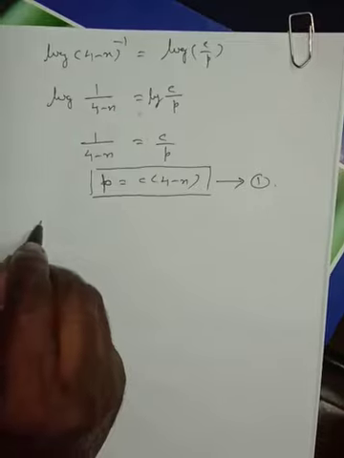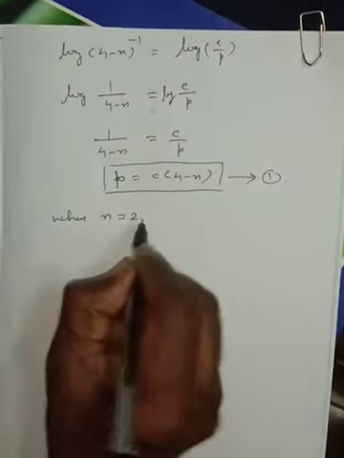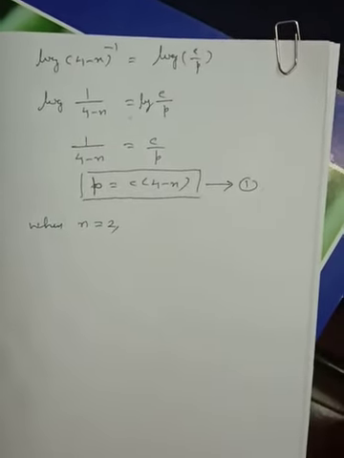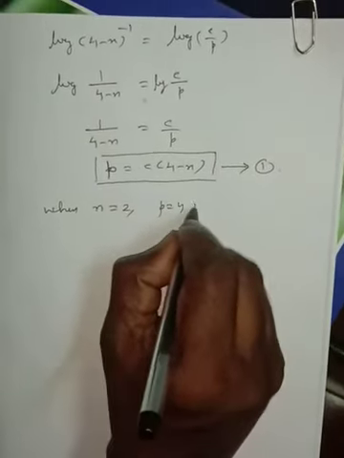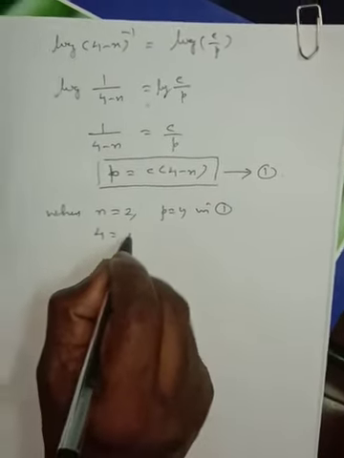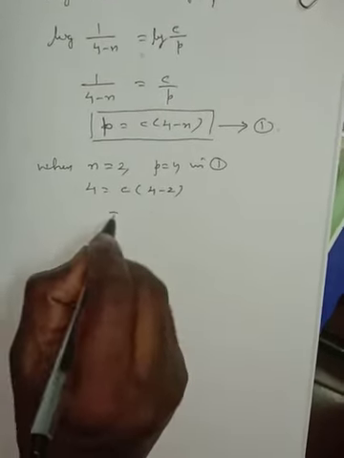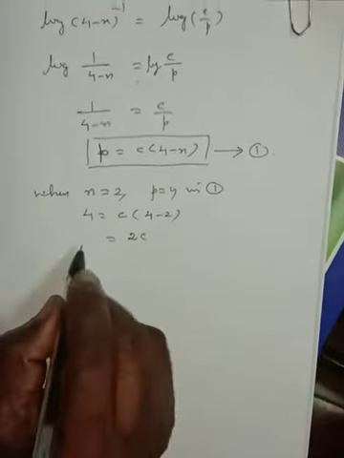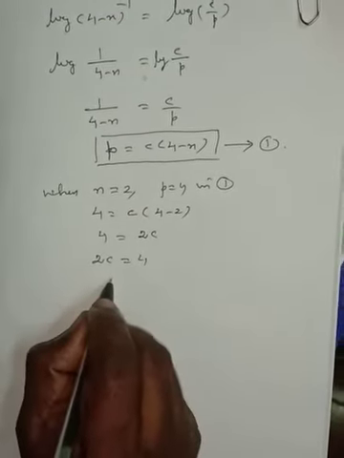When x is equal to 2, p is equal to 4. In equation number 1, 4 is equal to c into 4 minus 2. So 2c is equal to 4. Divide both sides by 2, we have c is equal to 2.